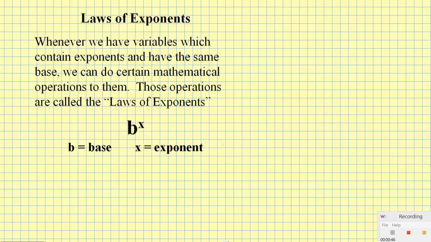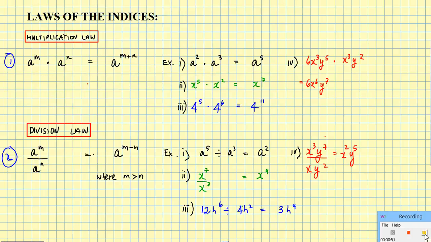Okay, so what the laws of the exponents basically show us is that we have different types of laws for the exponents. The first law that we're going to take a look at is the multiplication law.